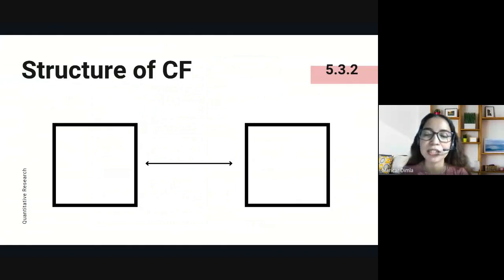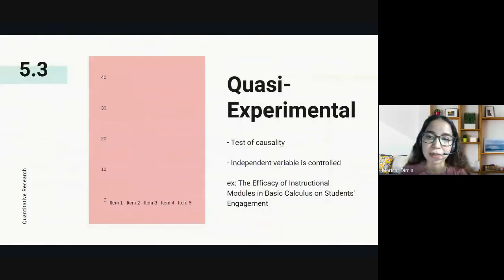Di ba? So let's have an example for you to have a clearer understanding of quasi-experimental. Okay. The efficacy of instructional modules in basic calculus on students' engagement. Let's first identify the two variables here. The first variable, efficacy of instructional module in basic calculus. And the other one is the students' engagement. So our independent variable here is the instructional modules in basic calculus, and the dependent variable is the students' engagement.